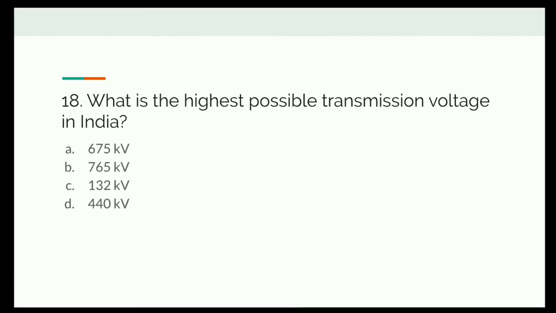Next question. What is the highest possible transmission voltage in India? Option A, 675 kV; B, 765 kV; C, 132 kV; D, 440 kV. And the correct answer is 765 kV.